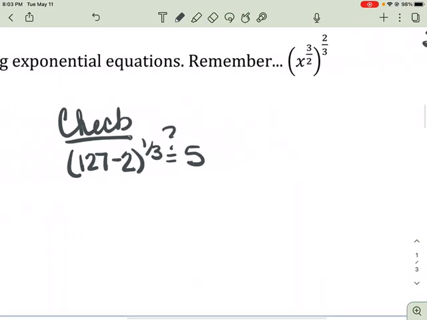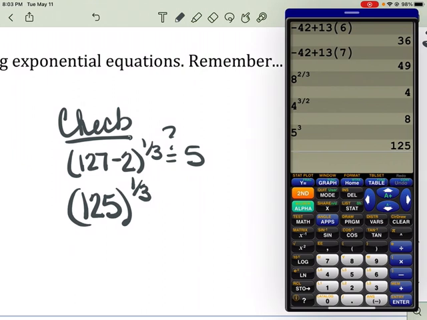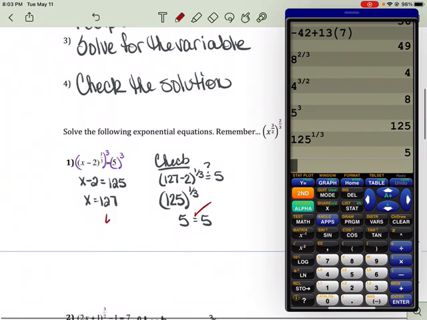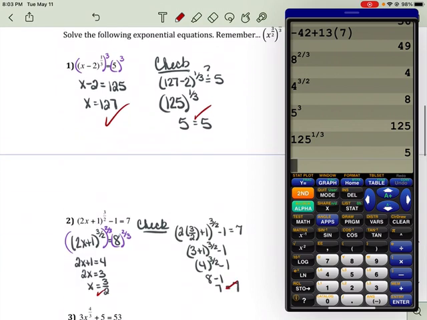That's 125 to the 1/3. I'm going to use my calculator and go 125 power 1 divided by 3. Love our calculator. We get 5. Yay, 5 is equal to 5. That means 127 is our solution. That's awesome. All right, let's try the next.